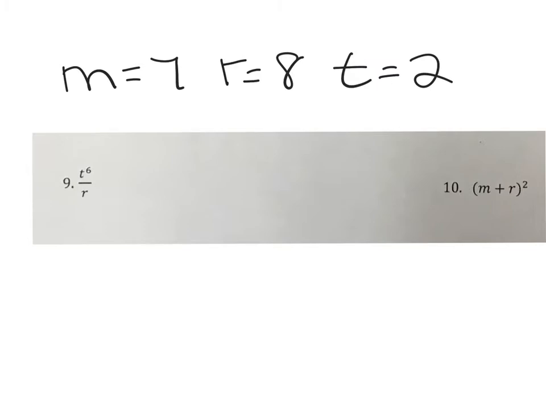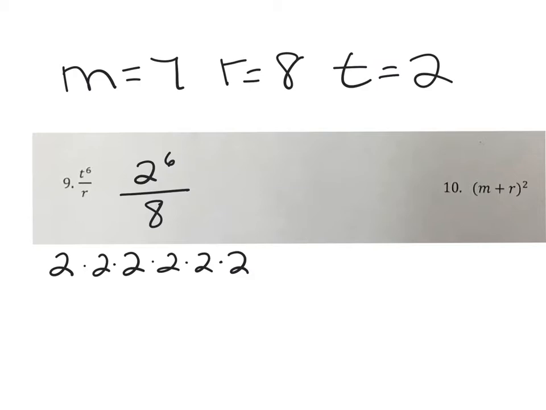Okay, so we have 2 more problems in this section where we are solving. So it says t to the 6 over r, so we're going to replace our t with 2. So this is going to become 2 to the 6th power over r, which is 8. And if we remember to write our exponents in expanded form, it helps us solve it. So it would be 2 times 2 times 2 times 2 times 2 times 2. So I like to group mine. 2 times 2 is 4. 2 times 2 is 4. 2 times 2 is 4. So then I have 4 times 4, which is 16.